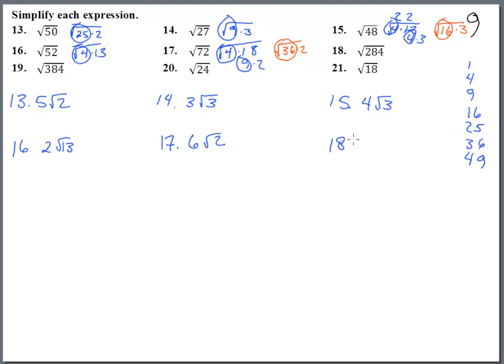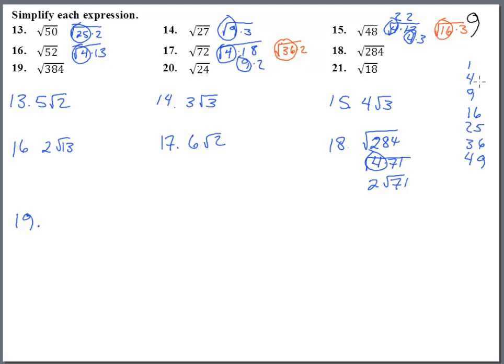Number 18. Square root of 284. Now that I'm not really familiar with, so let's try it. 4 will go into there. It looks like, let me see, 4 goes into 28, 7, 1. So it looks like this is 4 times 71. Yep, there we are. 2 square roots of 71. Good. Number 19. Square root of 384.